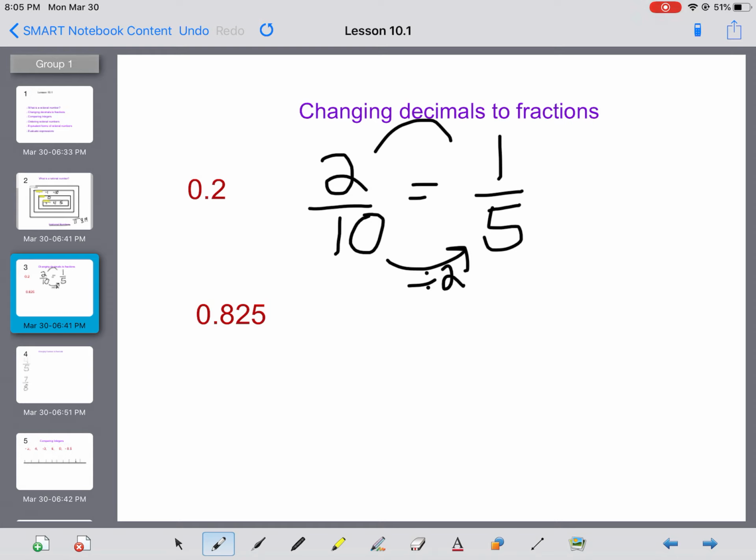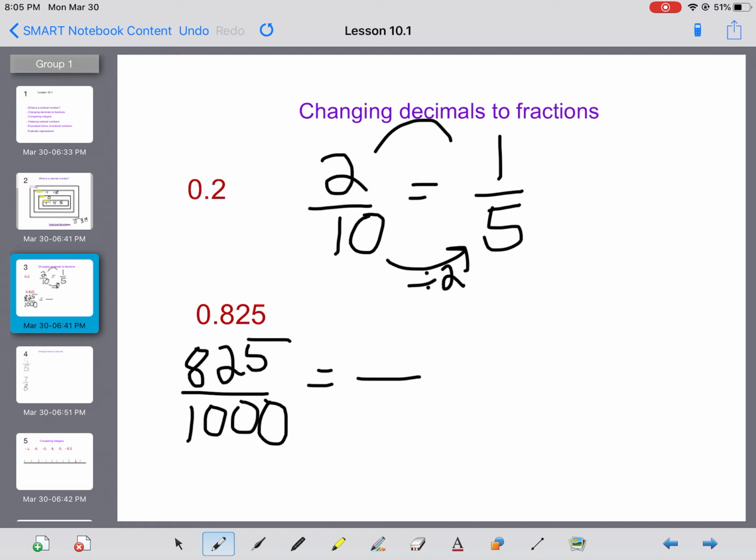Now if we take a look at the next one, if I say it properly, it's 0 and 825 thousandths. So I can go ahead and write it like this. 825 thousandths. Now again, whenever you're working with fractions, think to yourself, I want to put it into simplest form. So I think, what can I definitely divide both of these numbers by? I'm going to try dividing by 5 because I know that that will definitely work. So 1,000 divided by 5, I happen to know is 200.